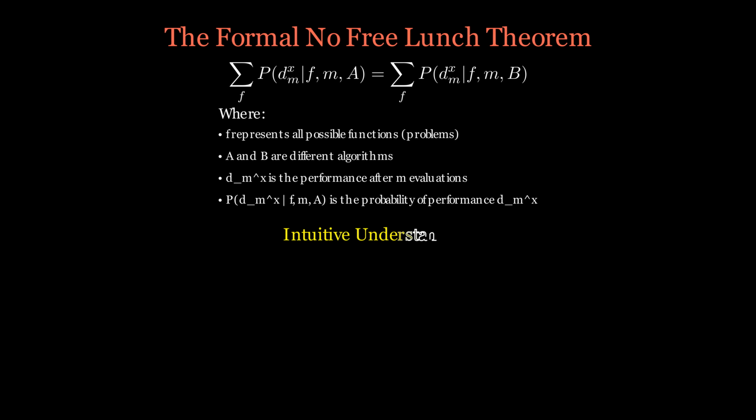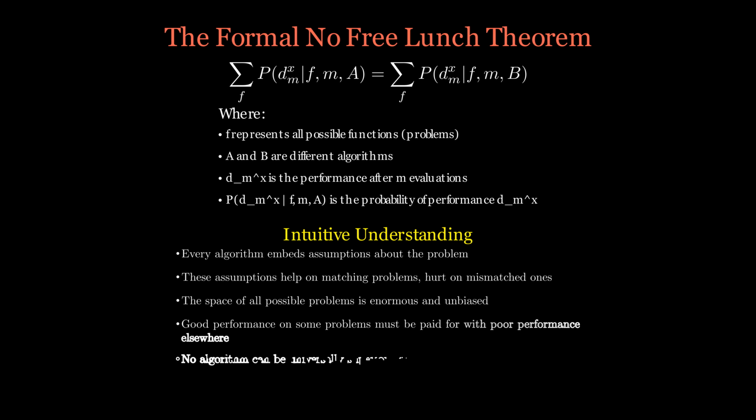Here's the intuitive understanding. Every algorithm makes assumptions about the problem structure. These assumptions help when they match reality but hurt when they don't. Since the space of all possible problems is vast and unstructured, good performance on some problems must be balanced by poor performance on others. This is why no algorithm can be universally superior.